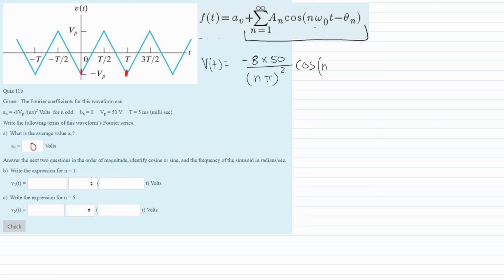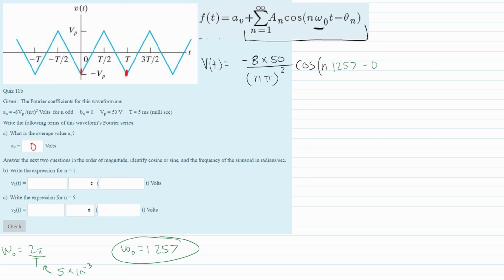Now we have our omega naught right here. We need to find our omega naught. Well, we know that omega naught is equal to 2 pi times frequency, or we can say 2 pi over the period, which is time. And our time is 5 milliseconds right here. So into T, we can plug in 5 times 10 to the negative 3. And this is going to give us an omega naught of 1,257 approximately. And that is what we would plug into here. Be careful with rounding though. I'm just doing this very approximately.